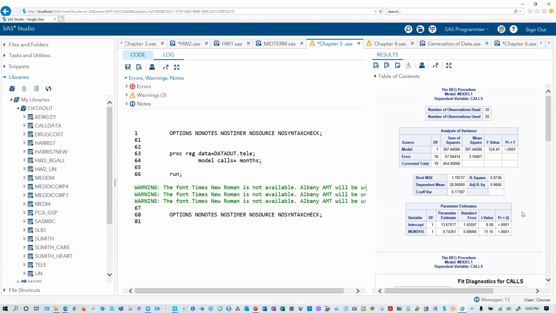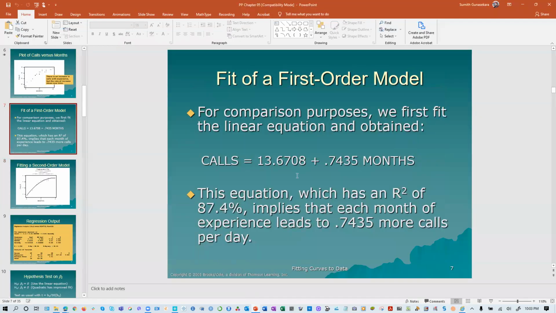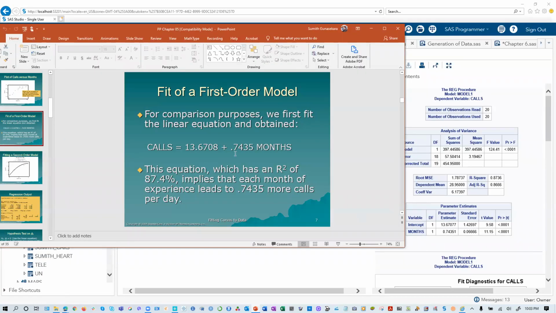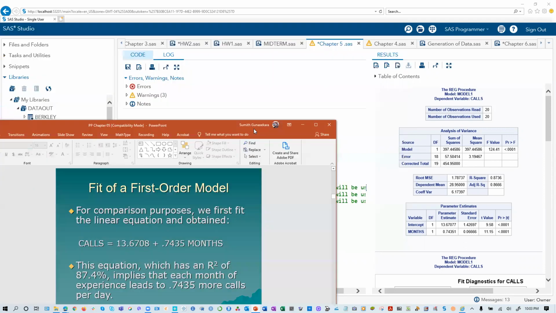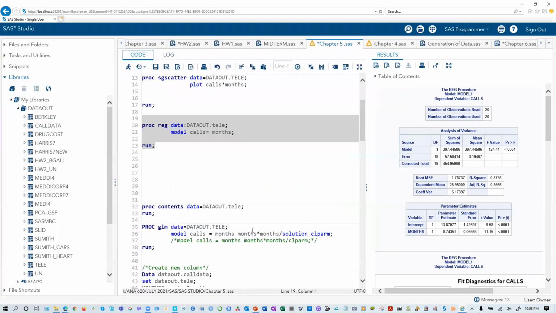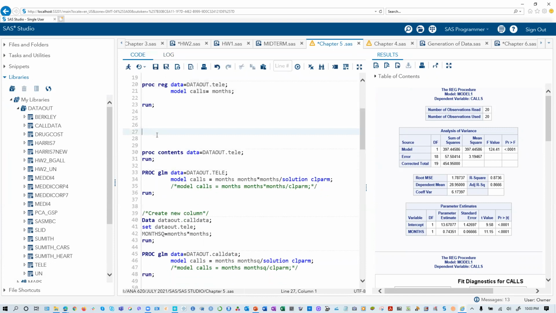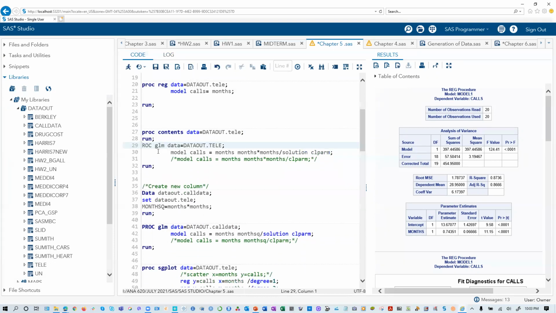That's the same thing. R squared, 87%. We were talking about that one, 13.67. For a given extra month, each month of experience leads to this many more calls. But it's not even one. So then we set up this data and do our modeling with the quadratic model, which is called the polynomial. Okay, that's the content.